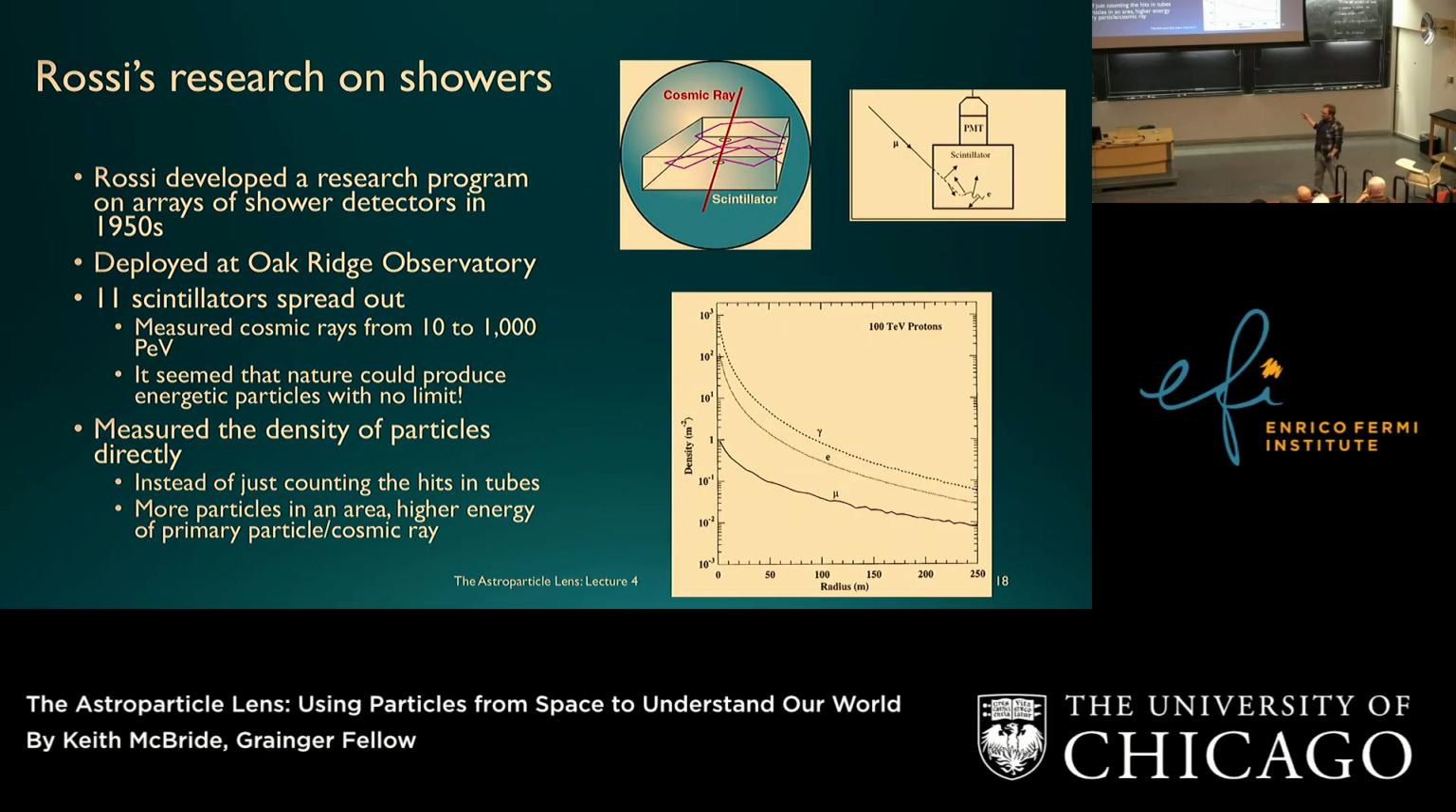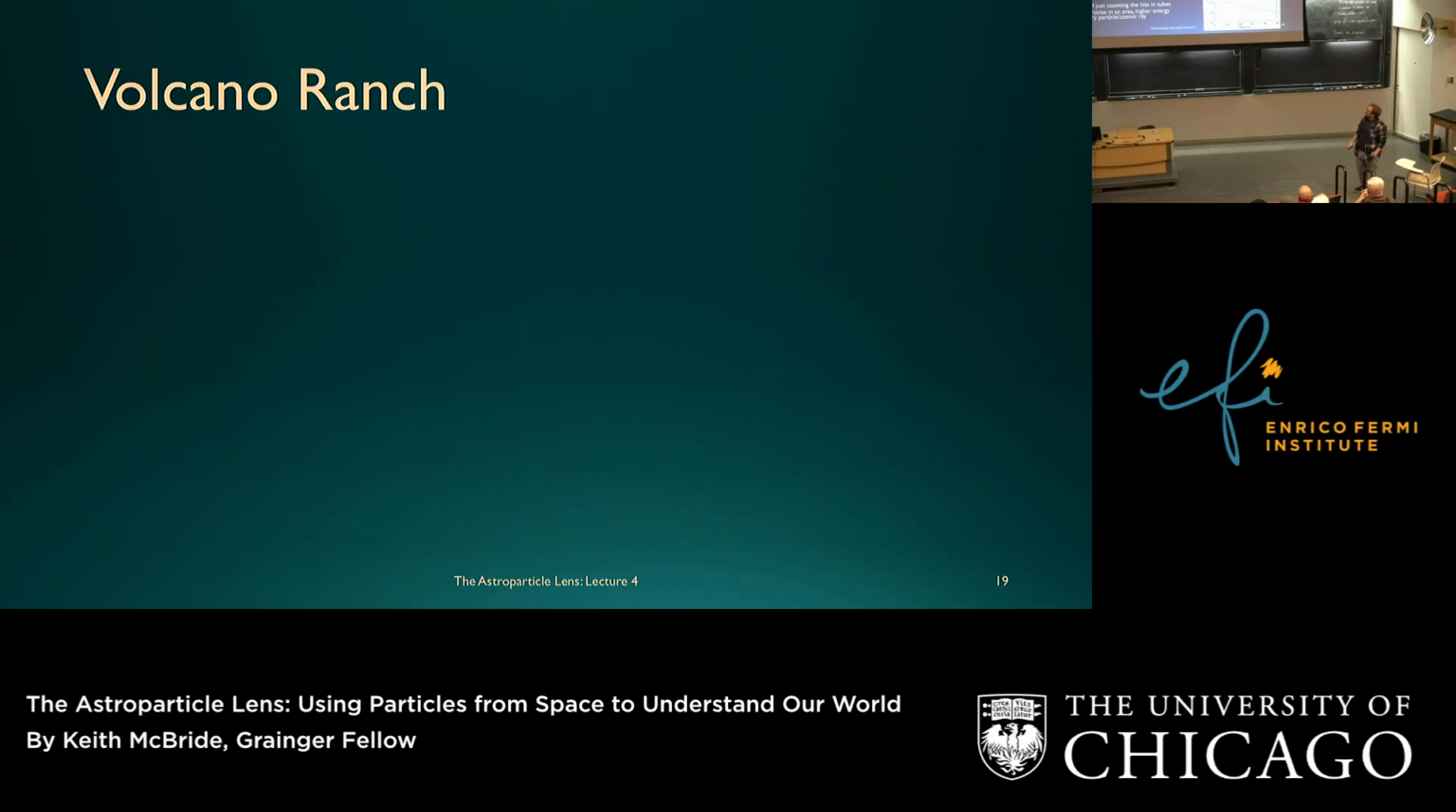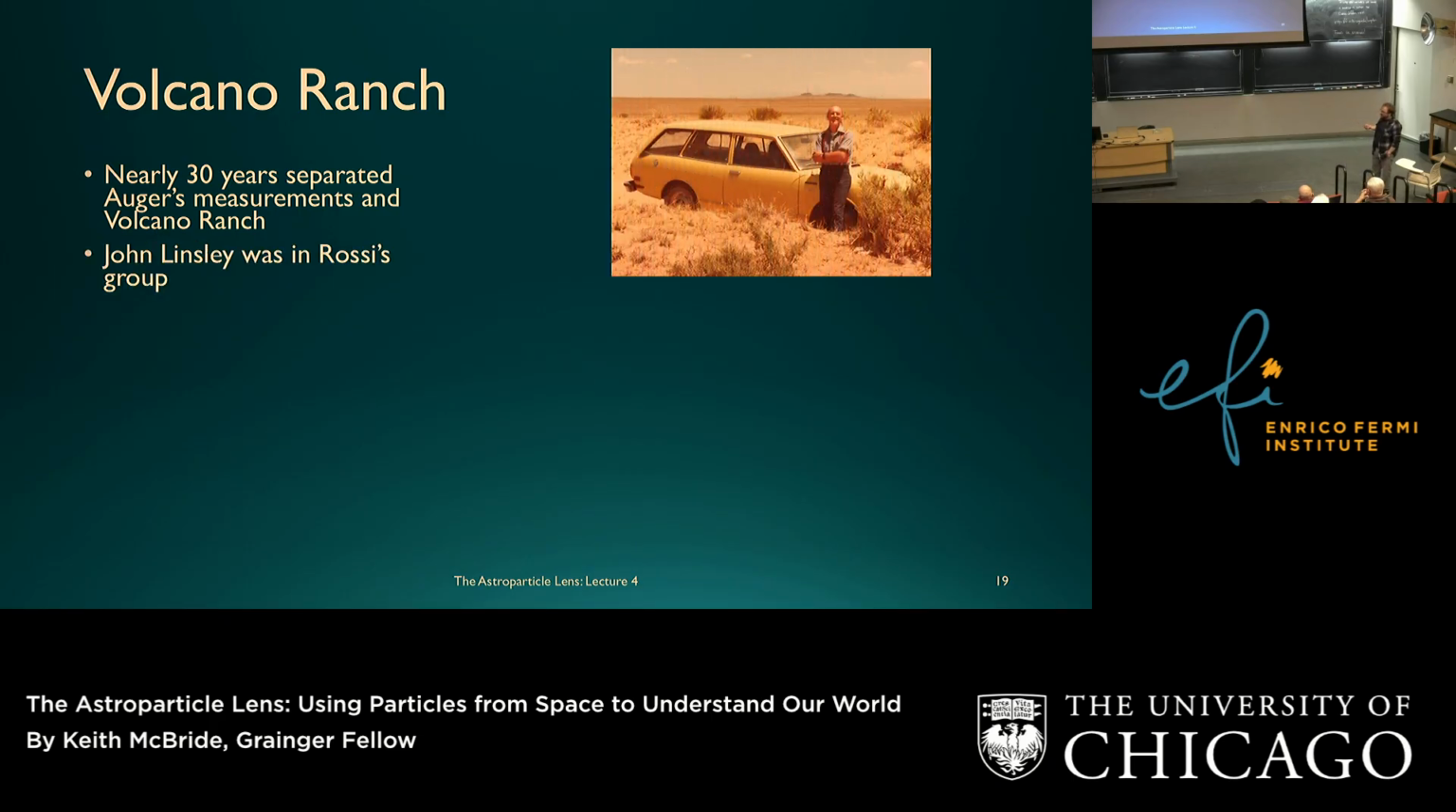And so this way of developing a measurement of the density profile of the showers allowed them to more accurately measure and understand those cosmic ray particles that were coming in, those primaries. One of the main players at the time as well, in Rossi's group actually, was John Lindsley. So this is nearly 30 years after Auger's measurement. Lindsley said, I'm going to go to Utah to what was called Volcano Ranch and basically scale up the Oak Ridge Observatory one that Rossi's group had made.